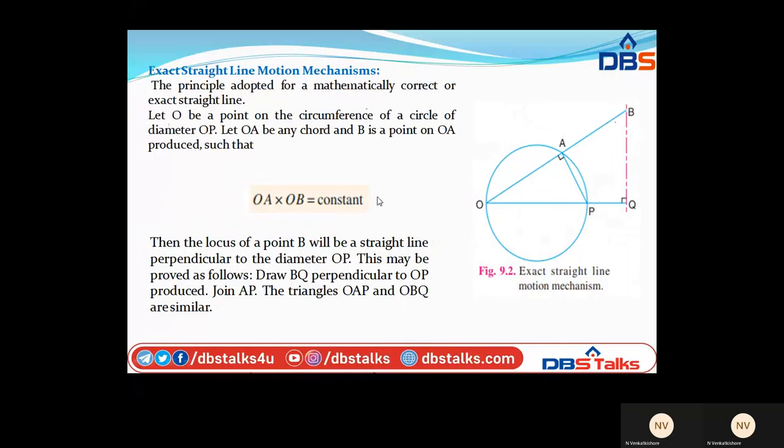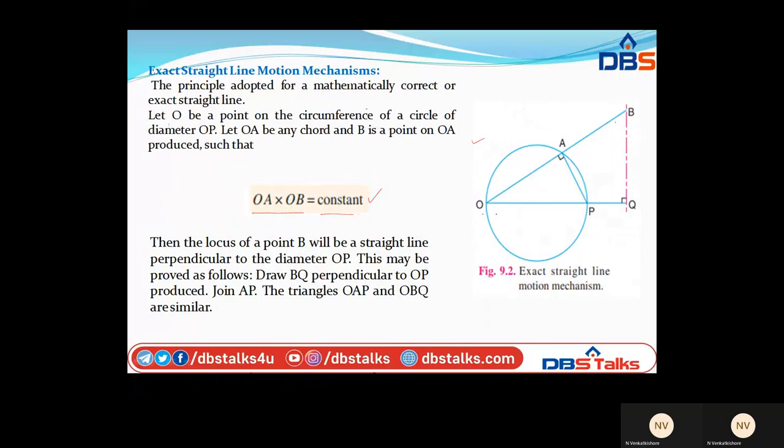Then the equation we are framing here is OA into OB equal to constant. If this constant is satisfied by any mechanism, then it will form the straight line motion mechanism. That means OA into OB equal to constant means that mechanism will form the straight line motion mechanism. For explaining this, let us consider a diagram, whether it forms the straight line motion or not. This is the diagram we have drawn.